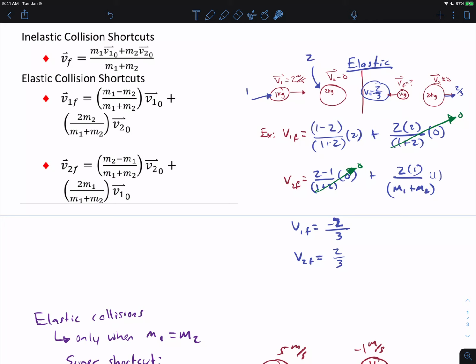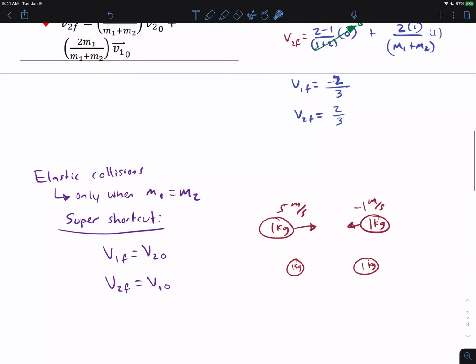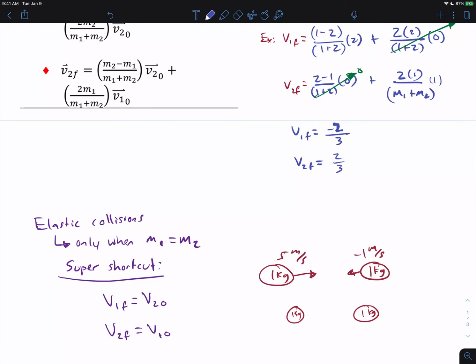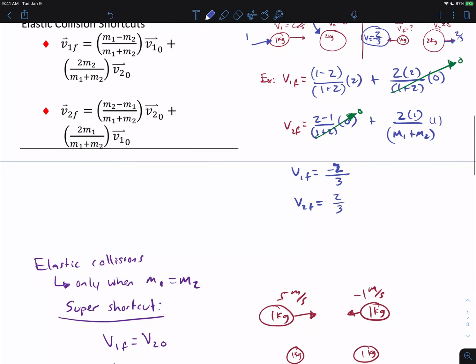But there's one case that is very useful, and we're going to use this a lot. You'll probably see this in your homework or exams, and that is the super shortcut. If M1 and M2 are the same, we get to use this super shortcut. If M1 is equal to M2, then this whole thing is going to be 0, and this whole thing is going to be 0 because it's M2 minus M1, and they're the same.